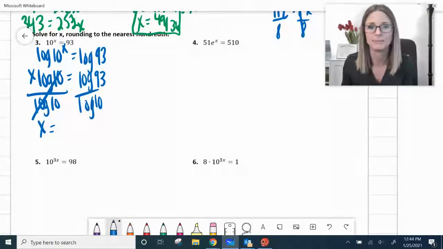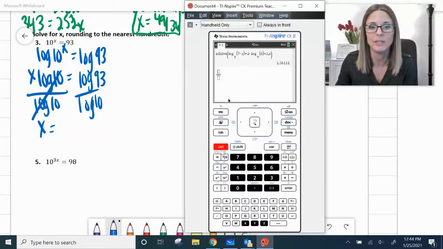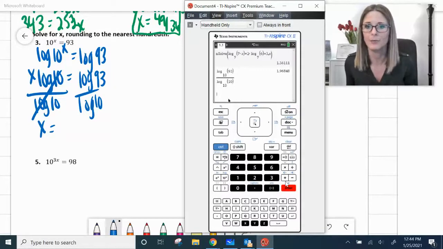I'm going to type that in. All right, so I do have division of 2 logarithms. So just to make sure my calculator knows what I want, I'm going to make the 2 fraction bars doing control division and put in the top log. It's understood base 10, so I'm going to leave this blank and put 93 and move down, control log, leave it blank. You can put in a 10 if you want to. It's not necessary. And enter. 1.96848.